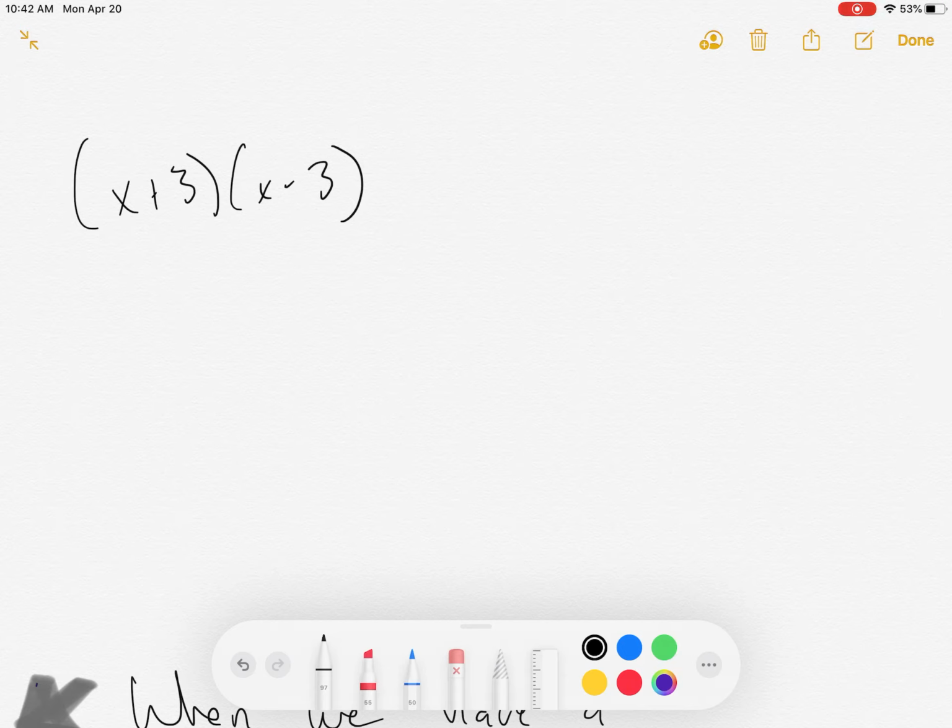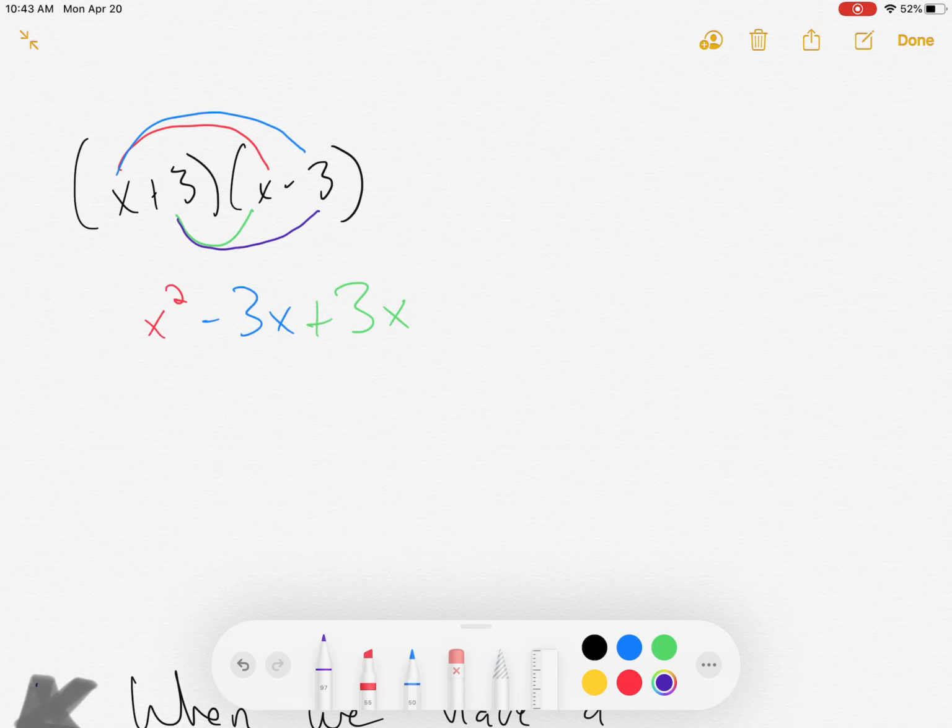One more here. If you want to try this one on your own, you can. Otherwise, again, I will wait about 5 seconds. Okay, here we go. So x times x is x squared. X times negative 3 is minus 3x. 3 times x is plus 3x. Last, 3 times negative 3 is negative 9.